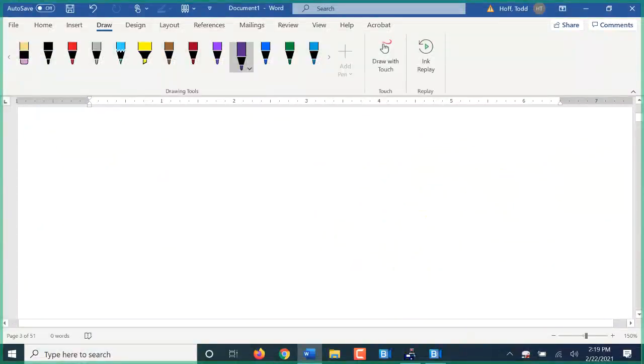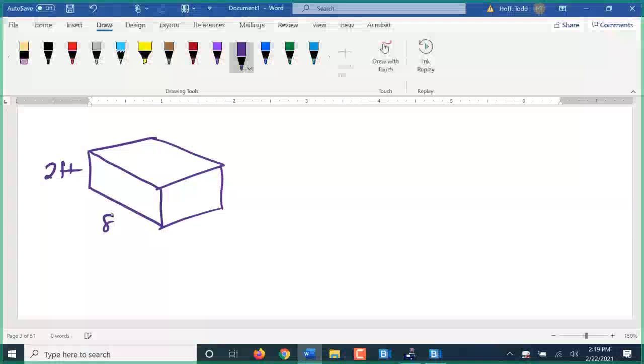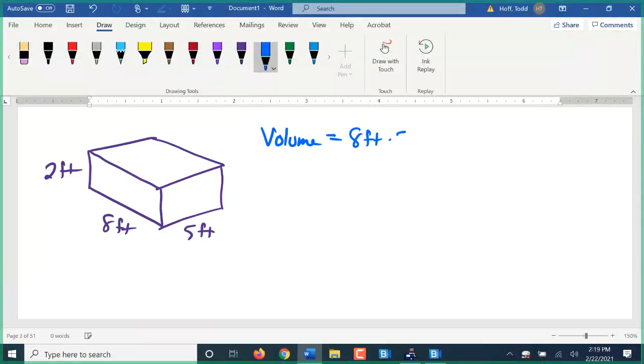So if I have a box, whatever you want to call it. Let's say it is 2 feet high. Let's give it 8 feet long and 5 feet wide. I want to find the volume of that in cubic inches. Let's just find the volume of it in cubic feet first. It is 8 feet by 5 feet by 2 feet. I guess 80 cubic feet.